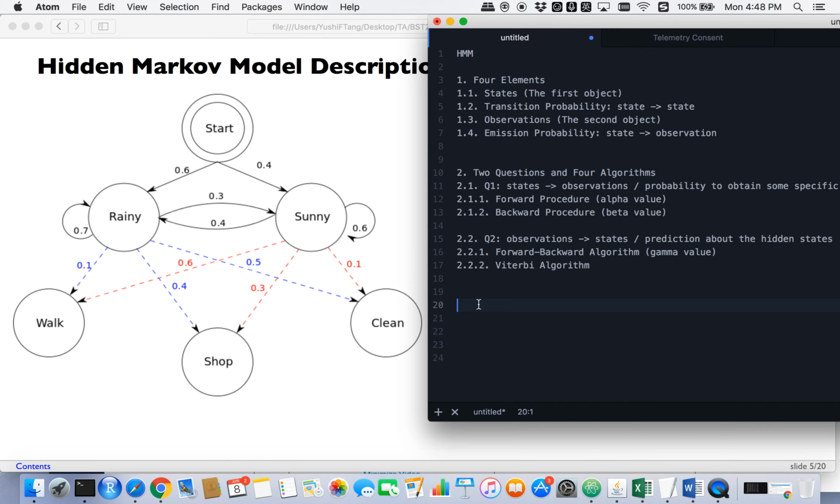So remember that whenever you encounter a hidden Markov model question, you have to identify four elements first. Can you think about the basic four elements of this specific question? Okay, so it's example 1, weather and activity. What's the first element? It's the states, right?